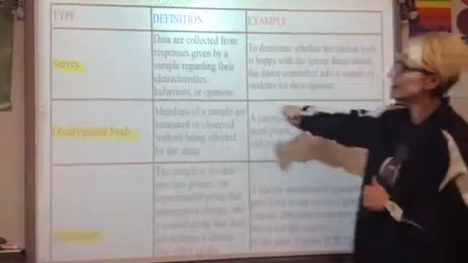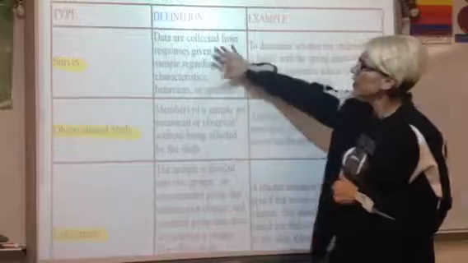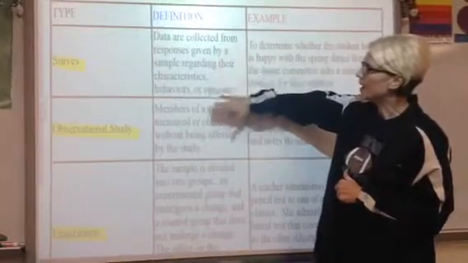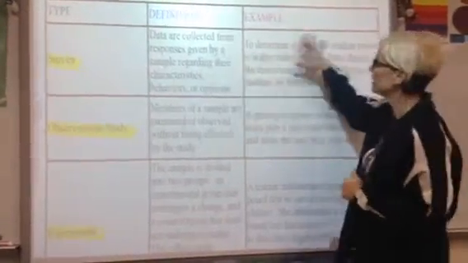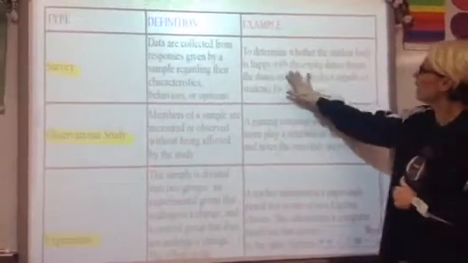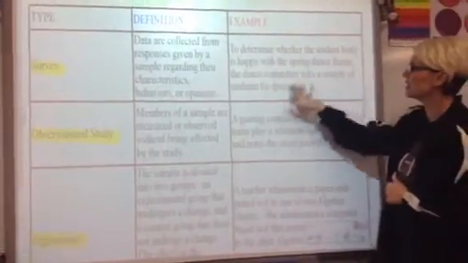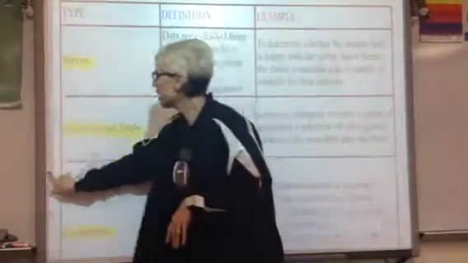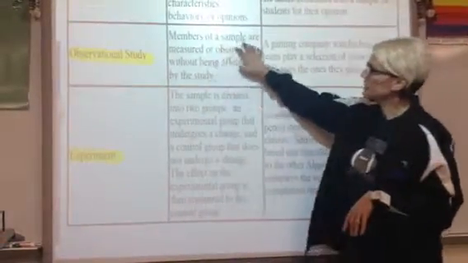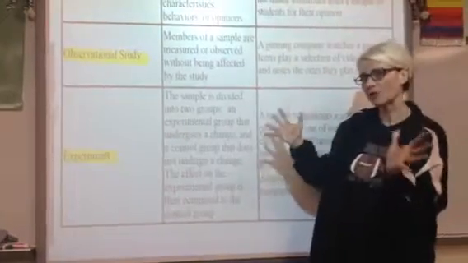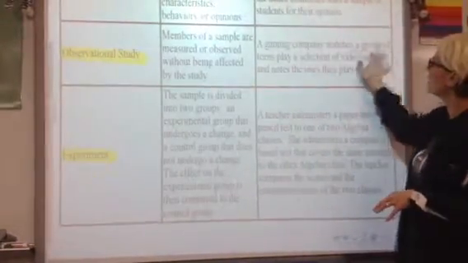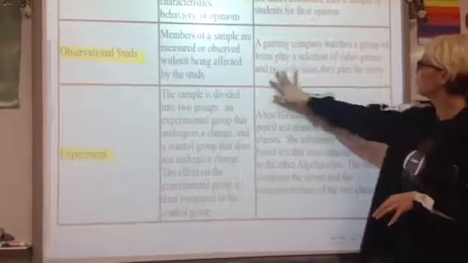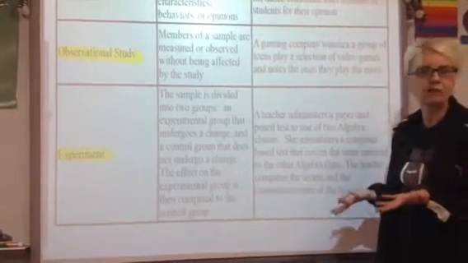So here are the different types of studies that you can do. A survey study, where you collect data by behavior or opinion or characteristic. To determine whether the student body is happy with the spring dance, the dance committee asks for a sample of students for their opinion. And you guys all know what a survey is. An observational study is where members of a sample are observed without affecting the whole study. So a gaming company watches a group of teens play a selection of video games and notes the ones they play the most. That's observational.